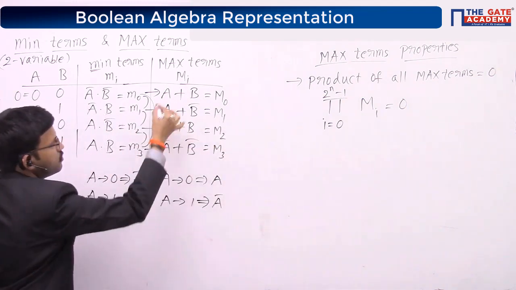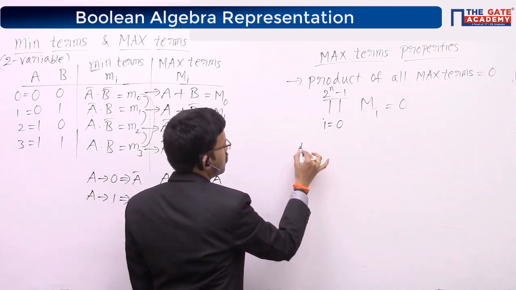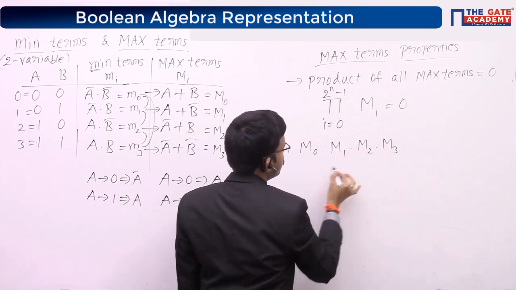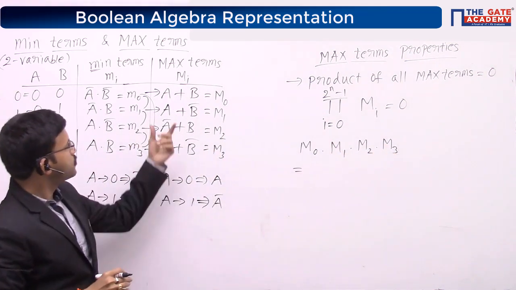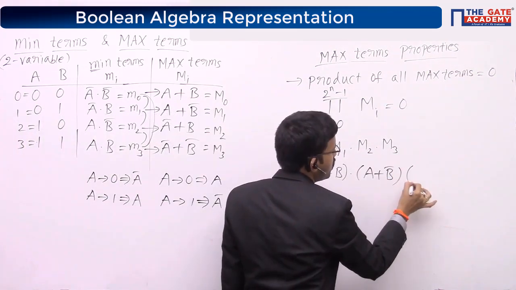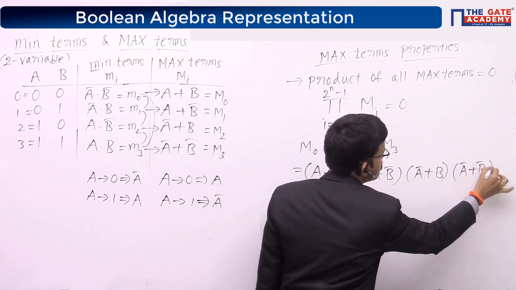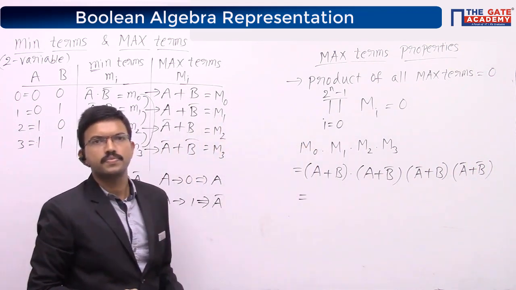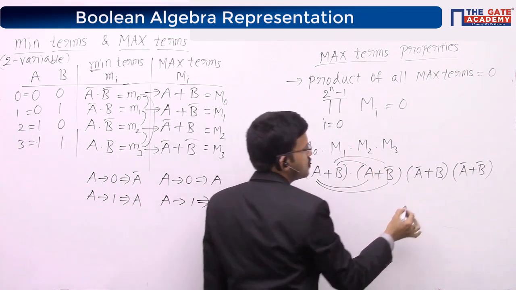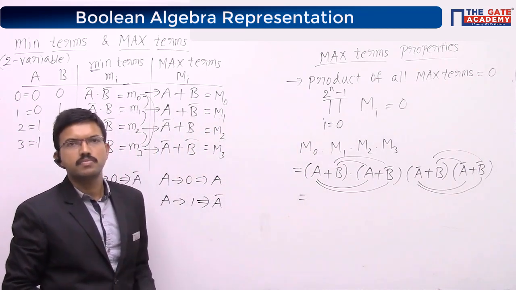Okay, here we are having 4 maxterms. Whether we are getting output as 0 or not, just verify. M0, M1, M2, M3. Find out this value. Substitute M0 is A plus B, M1 is A plus B bar, M2 is A bar plus B, and M3 is A bar plus B bar. Simplify this one, you have to get output as 0. See, multiply A with these two terms, B with these two terms. Similarly here A bar with these two terms, B with these two terms. And then do further simplification.